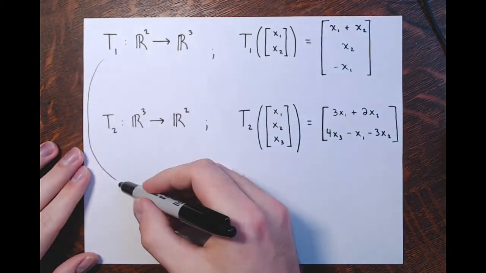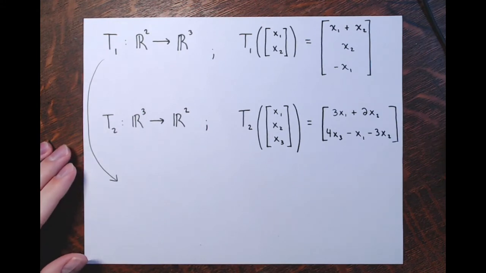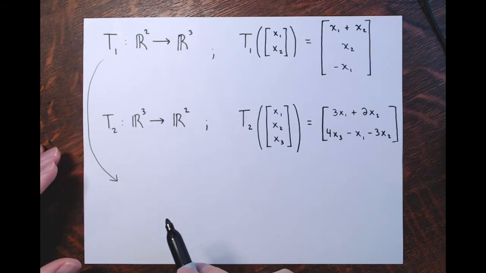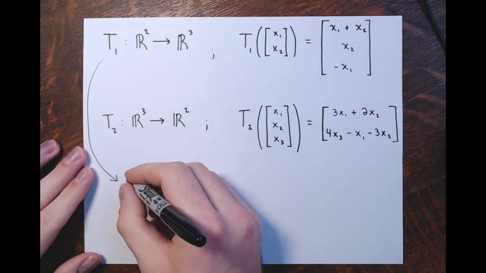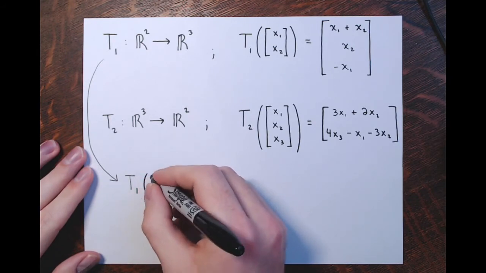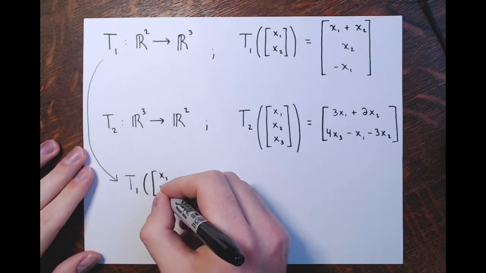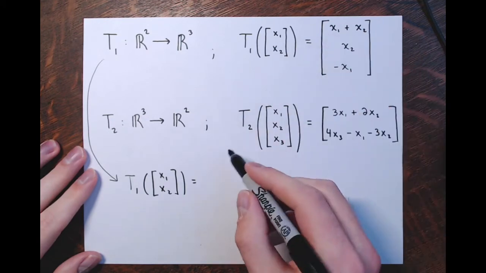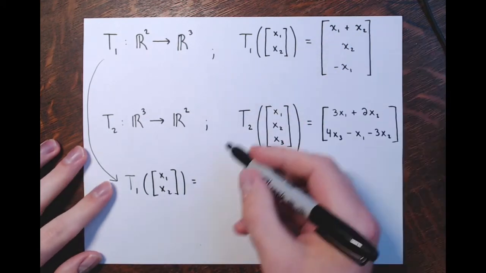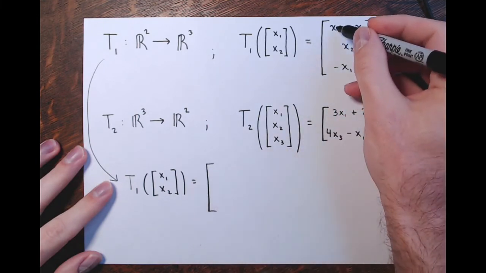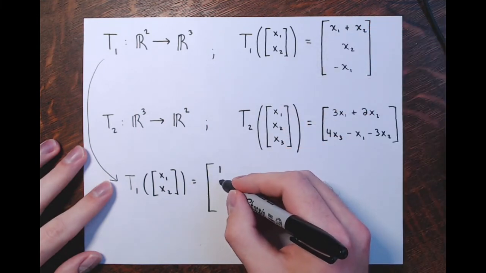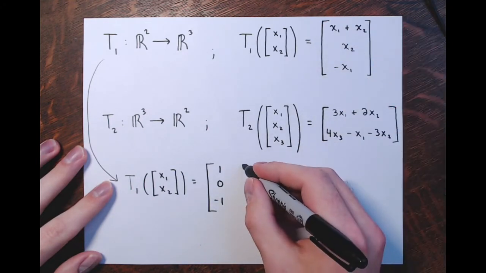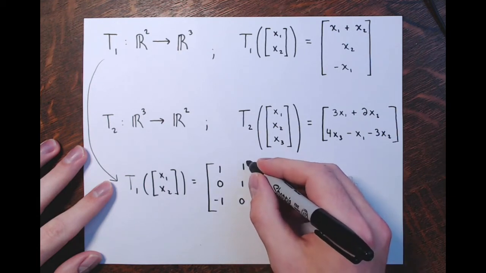I was given this T1 earlier. Now hopefully you can see that, again, remember every linear transformation can be expressed as a matrix product, a matrix transformation. So hopefully you can see this, that T1 of x1, x2 is very simply just, I'm going to make a 3x2 matrix here where down the first column are just the coefficients of x1, 1, 0, negative 1. Then down the second column are the coefficients of x2, 1, 1, 0.